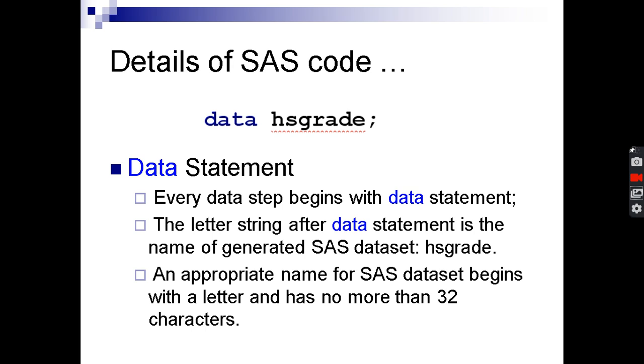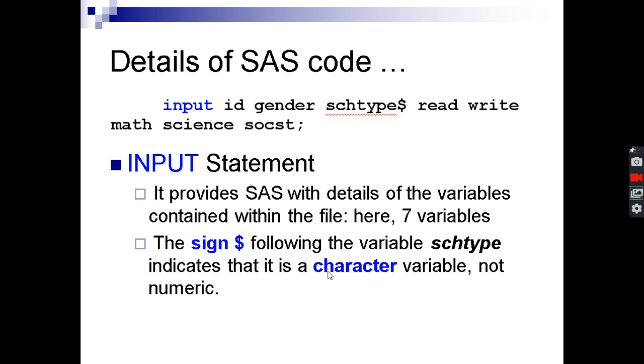And then for the data statement, as I said, this data statement is declaring your data set name, the data object name in SAS. HS grade is the name in SAS, and it should start with a letter and have no more than 32 characters. An input statement declares the variables. We have 7 variables, and here the $ sign following the variable school type indicates that it's a character variable, not numeric. So if you want to create a character variable, then you need to use this $ sign here.